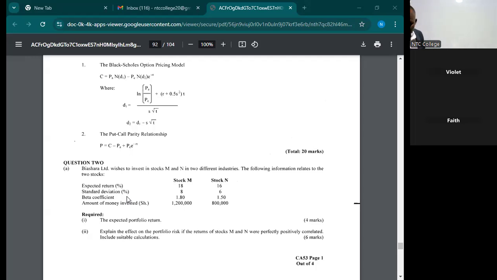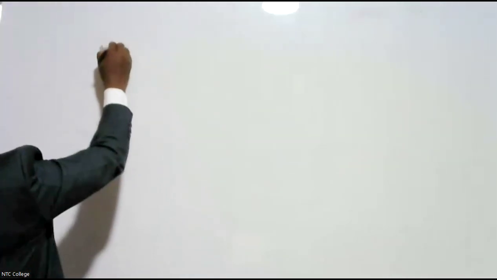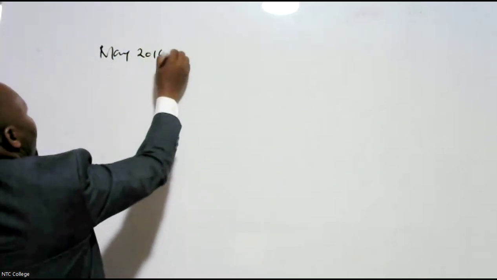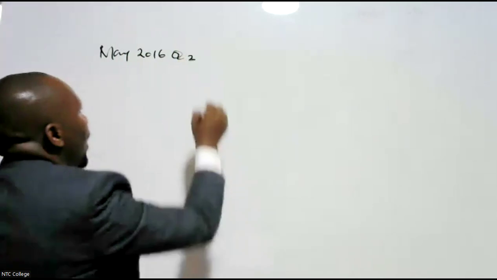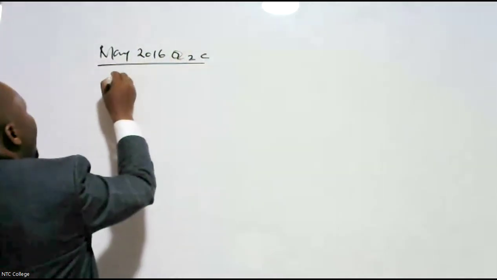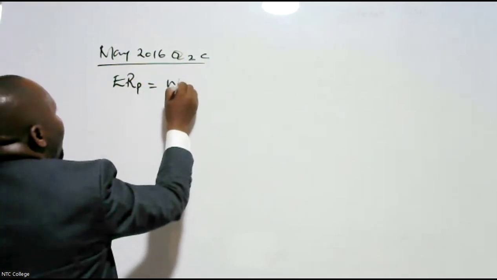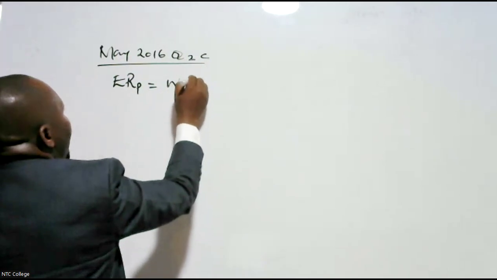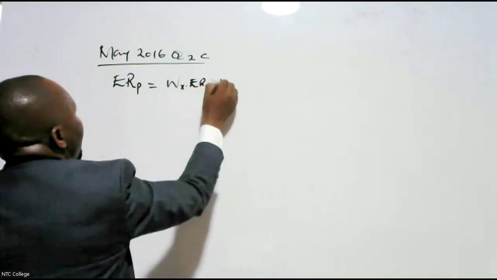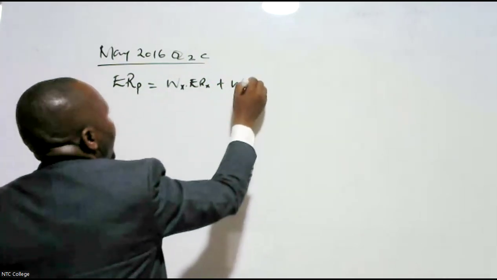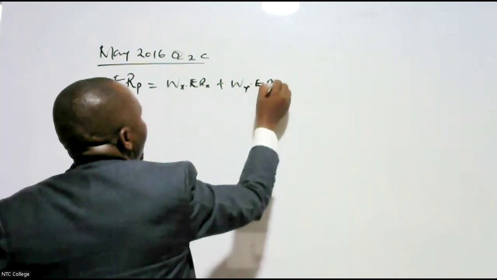So the first thing that you need to do is write down the formula. The formula will guide you on what you need to look for. So it is from the formula that you learn that you need the weight. Let's look at the expected return of a portfolio, May 2016, question number 2C. The expected return of a portfolio is equal to weight of X times expected return of X plus weight of Y times the expected return of Y.